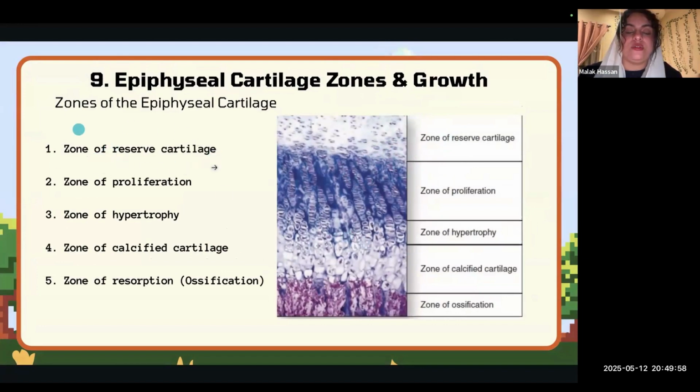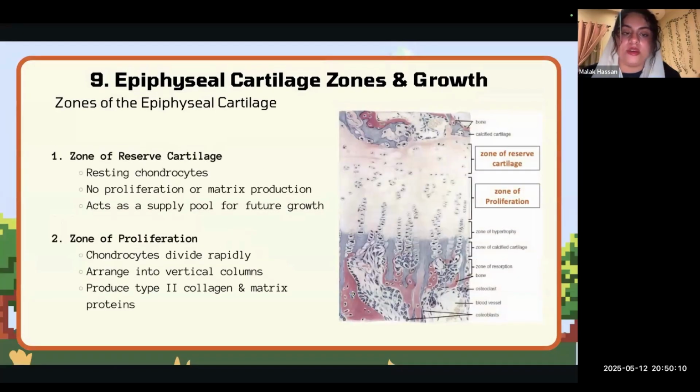First, we have the zone of reserve cartilage, which is this zone. Then we have the zone of proliferation. Then we have the zone of hypertrophy. Then we have the zone of calcified cartilage. And finally, we have the zone of ossification, or the zone of resorption. Now let's talk about each one in detail. First of all, you have the zone of reserve cartilage. And here you have sleeping chondrocytes. They're resting. There's no proliferation, there's no matrix production, and it's basically like a supply pool.